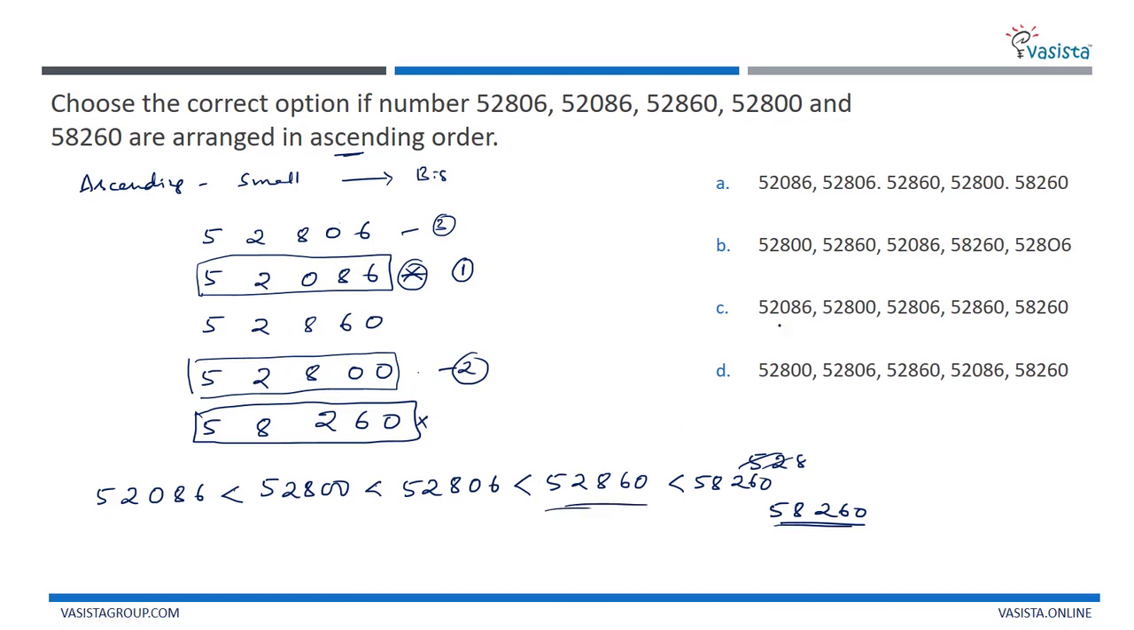So let us check there. 52,086, right? 52,800, 52,806, 52,860 and 58,260. So the answer here is C. So you need to select option C. This is the right answer.